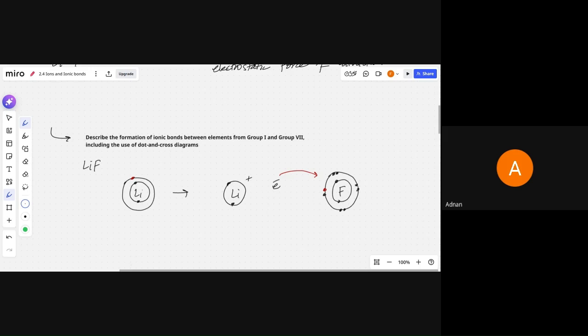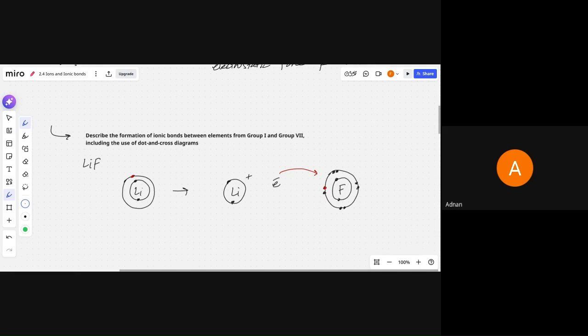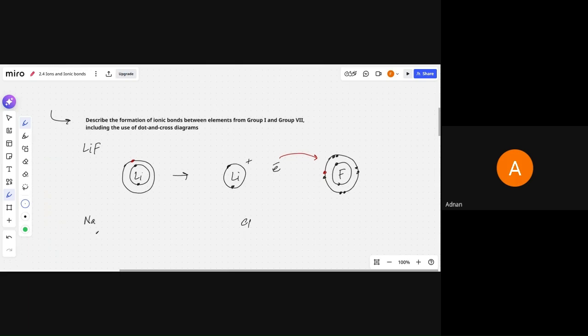Let me read it again to see whether I explained everything related to this: describe the formation of ionic bonds between elements from group 1 and group 7, including the use of dot and cross diagrams. Yeah, that's it. You can also practice other combinations from group 1 and group 7. For example, try to make a bond between sodium and chlorine, or rubidium and bromine, and see how you draw these.